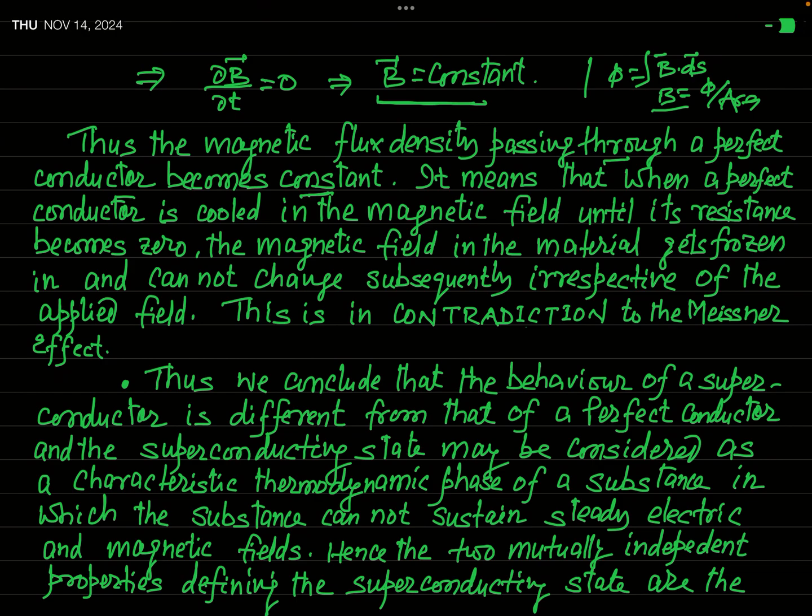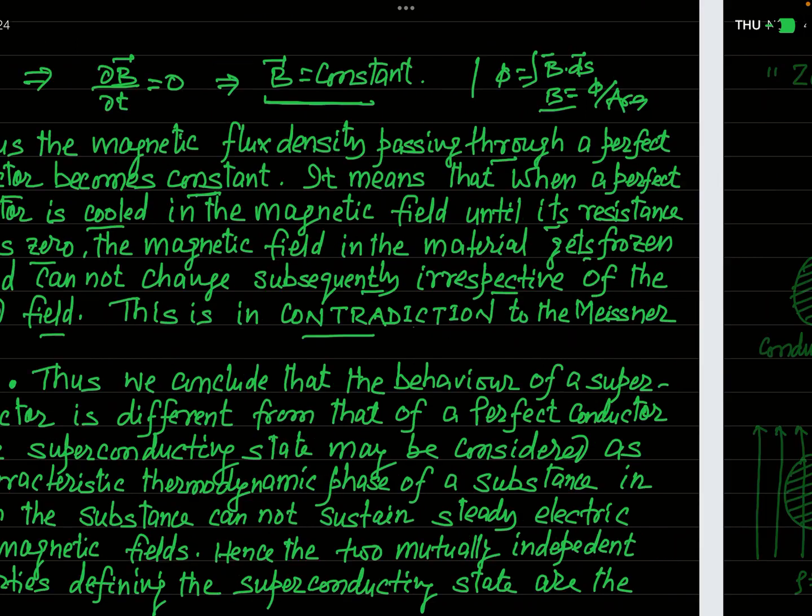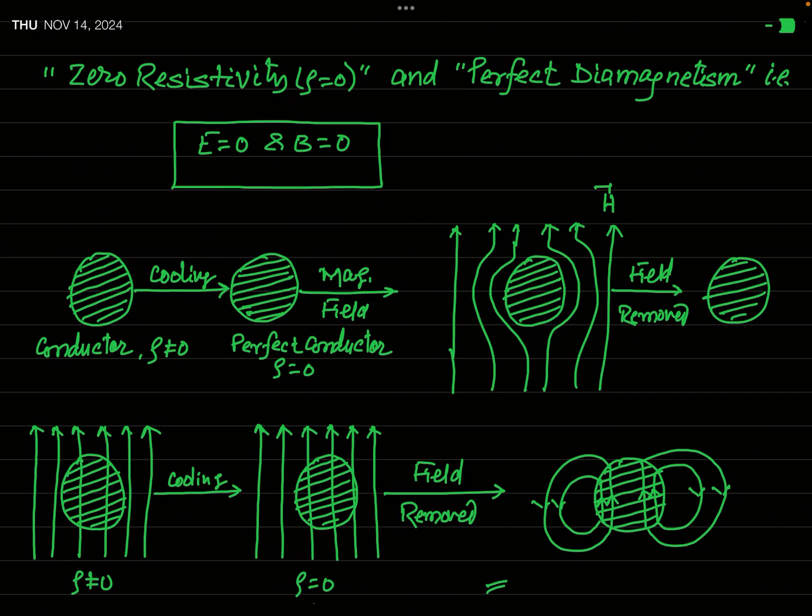It means that when a perfect conductor is cooled in the magnetic field until its resistance becomes 0, the magnetic field in the material gets frozen in and cannot change subsequently, irrespective of the applied field. And this is in contradiction to the Meissner effect. Actually, you can see this figure. From this figure, I have shown a conductor whose resistivity is not 0. Now it is cooled and its resistivity becomes 0. Now this conductor is called a perfect conductor.